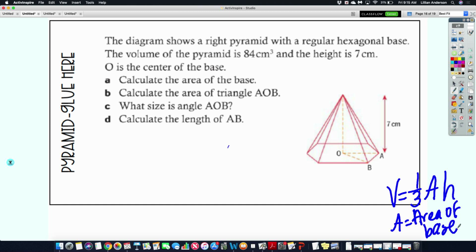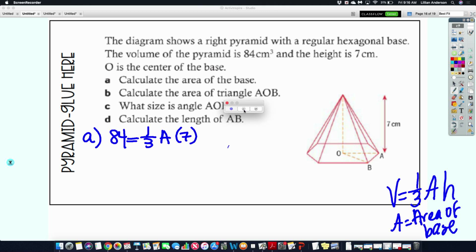Okay? So, since we know volume already is 84, we can set 84 equal to the equation for volume. So that's going to be 1/3 A times H. We have H, so we can plug that in, and then solve to find the area of the base, capital A. Go ahead and do that. What did you get? 36. And it's going to be 36 centimeters squared.